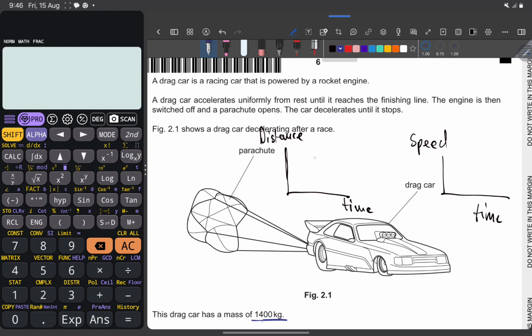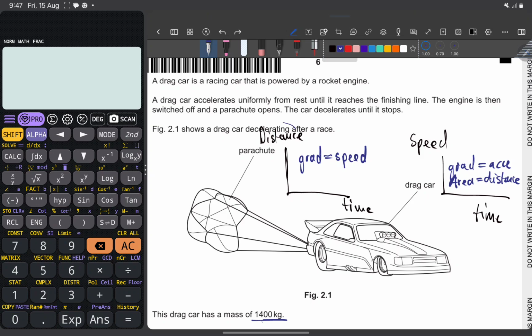On a distance time graph, we need to know that the gradient is the speed. Then on a speed time graph, the gradient, which is the slope, will be the acceleration. Okay? But then you should know that on this one, the area is the distance. The area under the graph will give us distance.